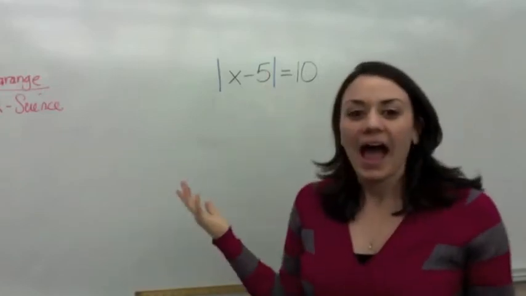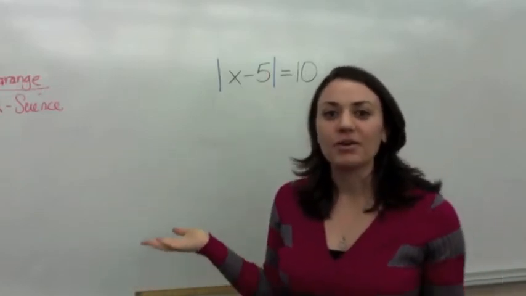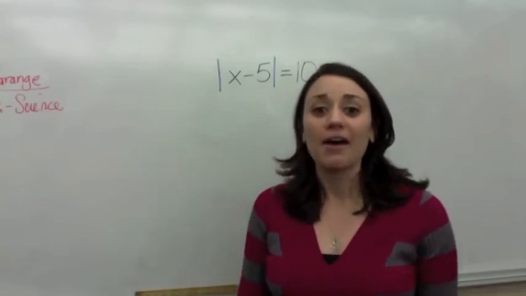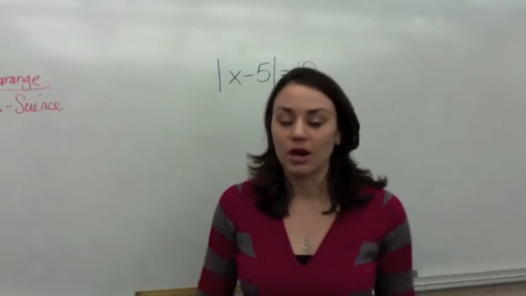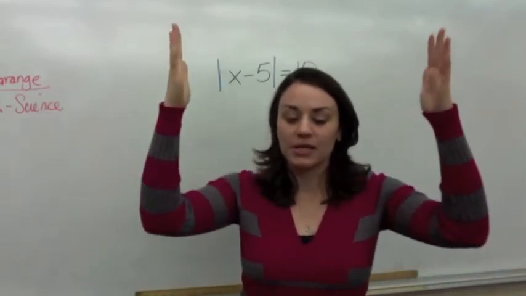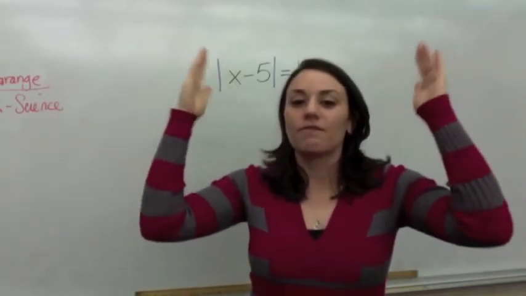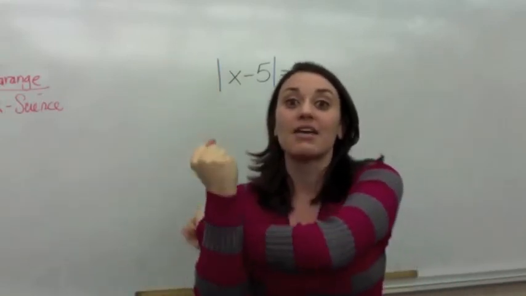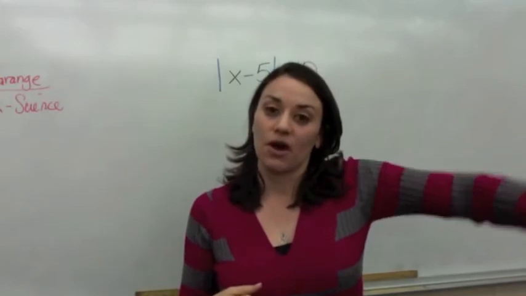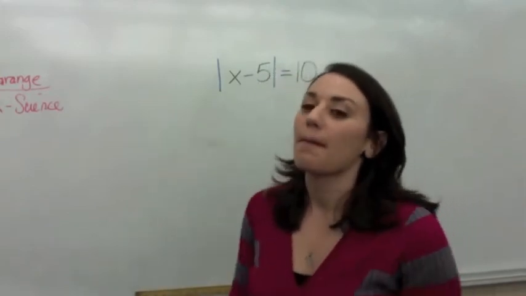So, how do you solve an absolute value equation? Well, you have to remember the wrap. You guys ready? Okay, hold your arms up like absolute value symbols, and you say, absolute value equations have two answers. One's positive, one's negative. Okay? So what does that mean?